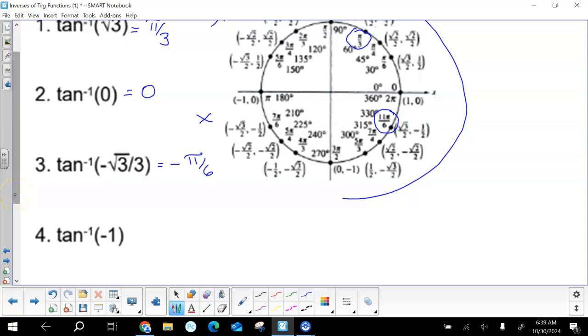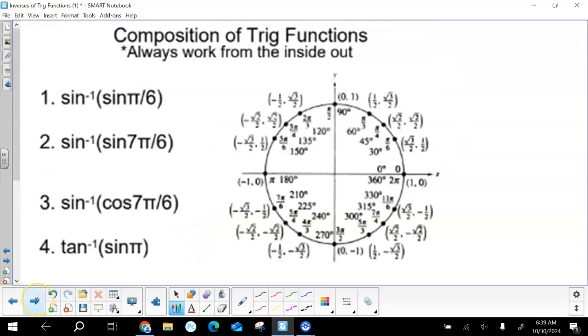And here, where is sine -1? Well, that's going to be right here, and it's at 7 pi-4. We can't name it 7 pi-4, so we're going to have to name this -pi-4. So now right here, this is some combinations or compositions of trig functions. Remember, you always want to work from the inside out.